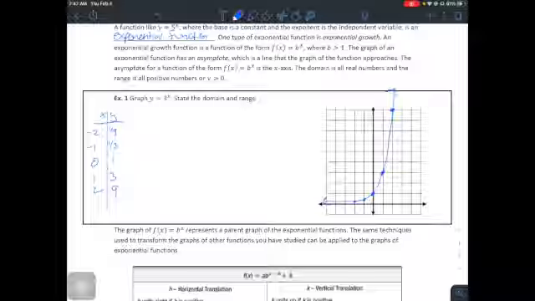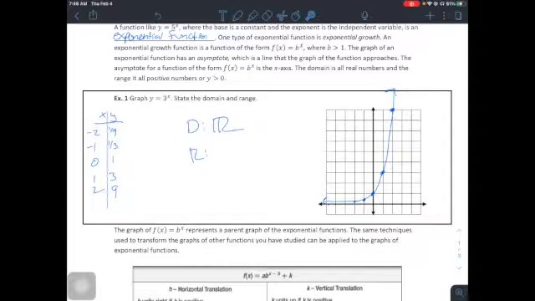The domain is all real numbers. I could have plugged whatever I want in for x, doesn't really matter. My range has to do with my y values. I will never get a negative number because 3 to any power is always going to be positive. I'm also never going to get 0. I'm going to get really, really close to 0, but I'll never actually hit 0. So this graph is always above 0, so y is greater than 0. It's not equal to this time because y will never, ever be 0. No matter what exponent I have for 3, I'll never get 0 as an answer.